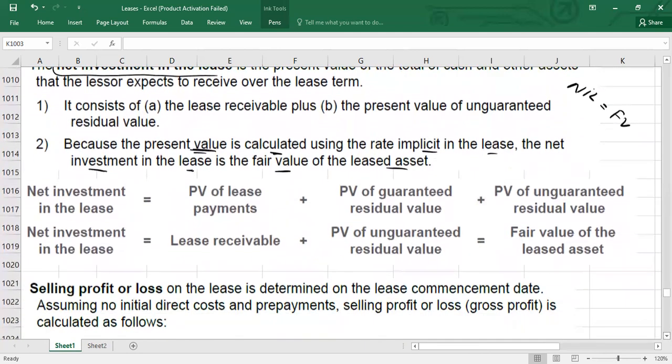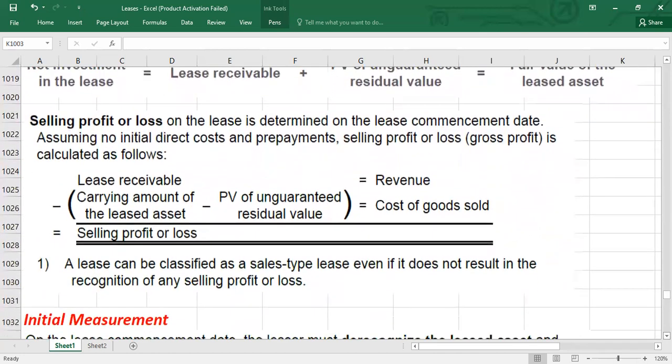Then guys, here we have, if you want to calculate the selling profit, how will the lessor record the selling profit? Selling profit is the difference between revenue, which you will record equal to the lease receivables, minus the cost of goods sold. And how will you calculate the cost of goods sold, guys? You need the carrying amount of the leased asset, which will be provided in the question.